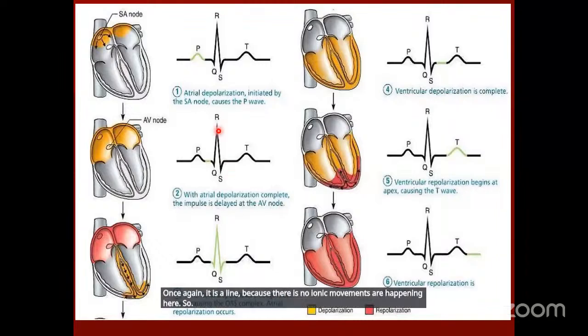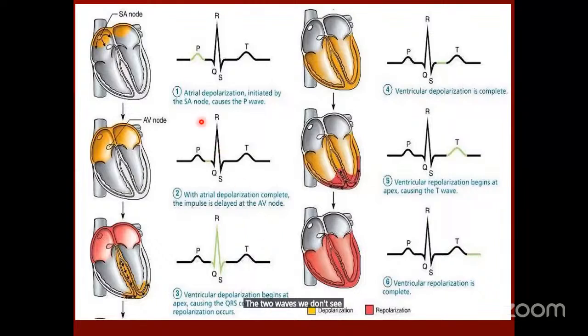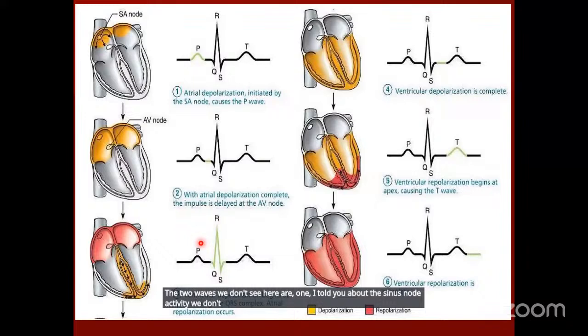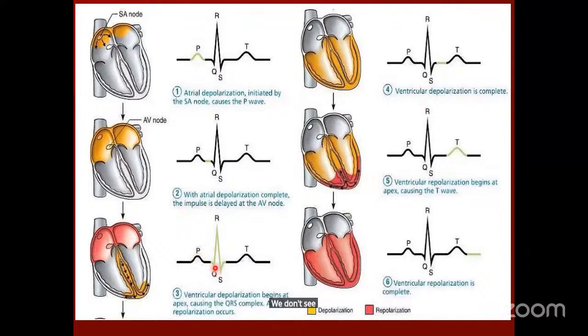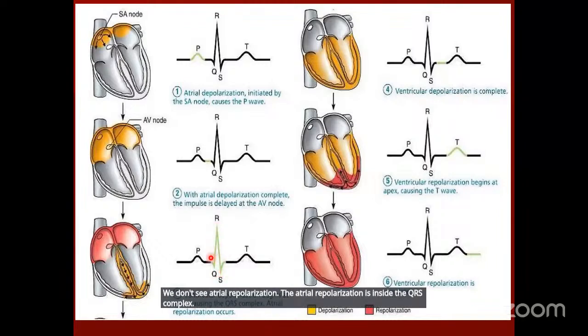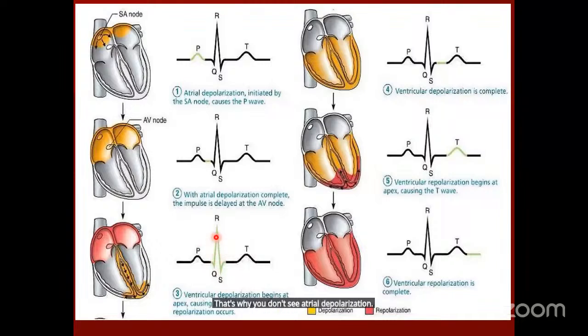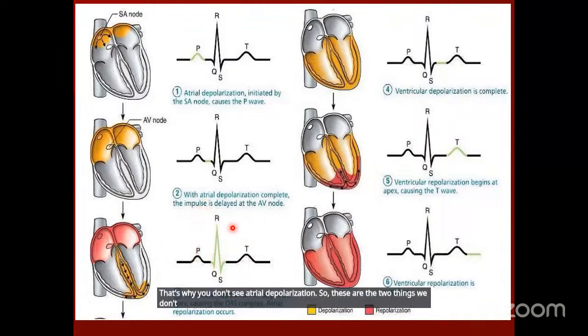So there are 2 things we don't see here. One, as I told you, the sinus node activity we don't see. Second, I told you about the atrial depolarization, but we don't see atrial repolarization. The atrial repolarization is inside the QRS complex. That's why you don't see atrial repolarization. So these are the 2 things we don't see, whereas all the other activities we see through the PQRST.